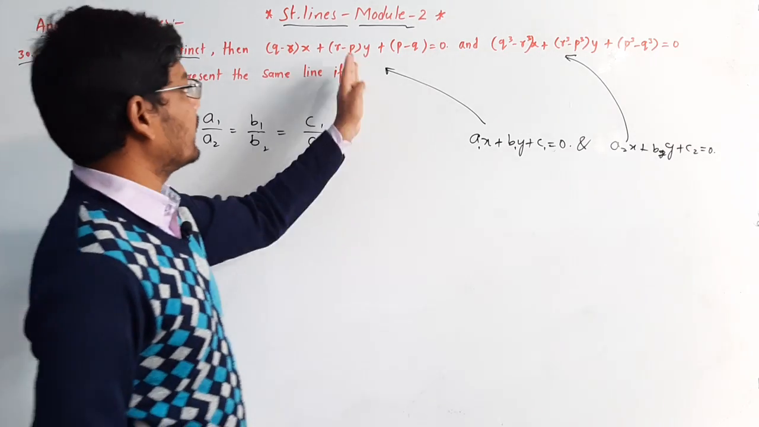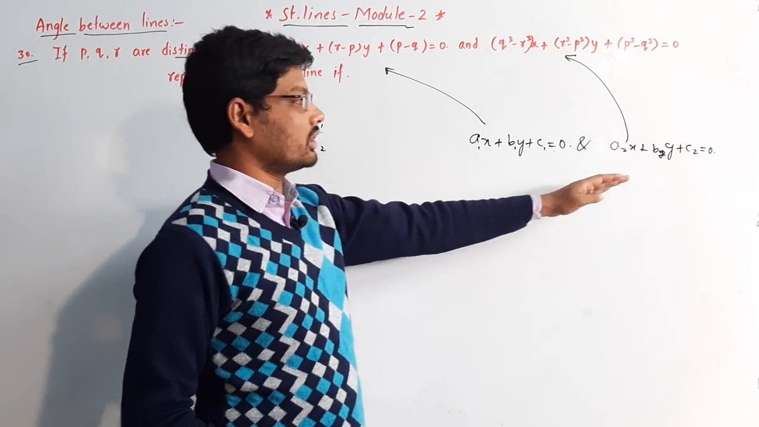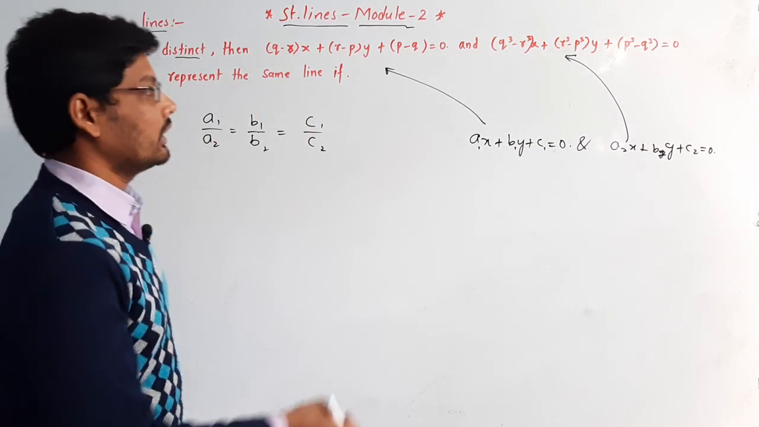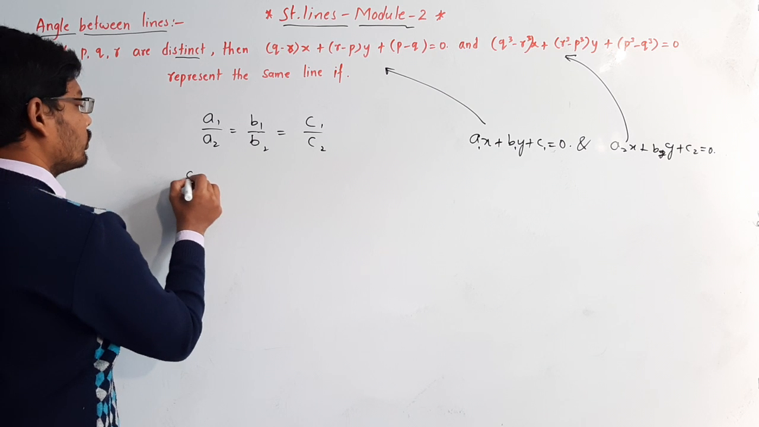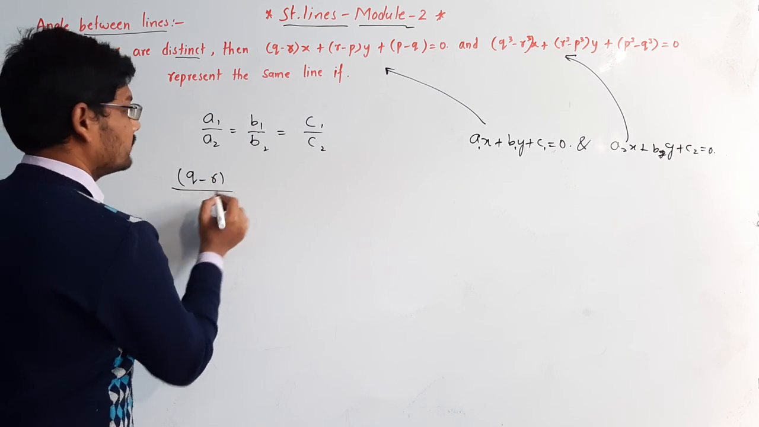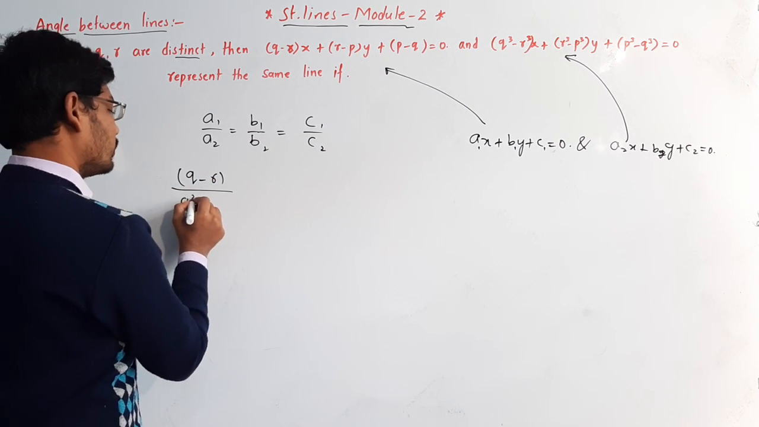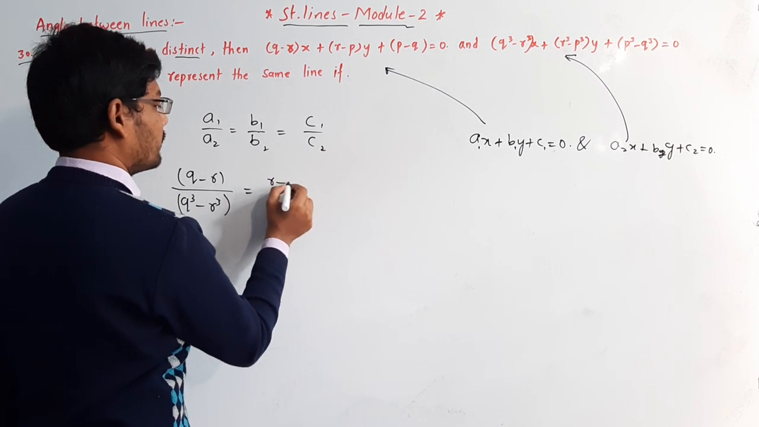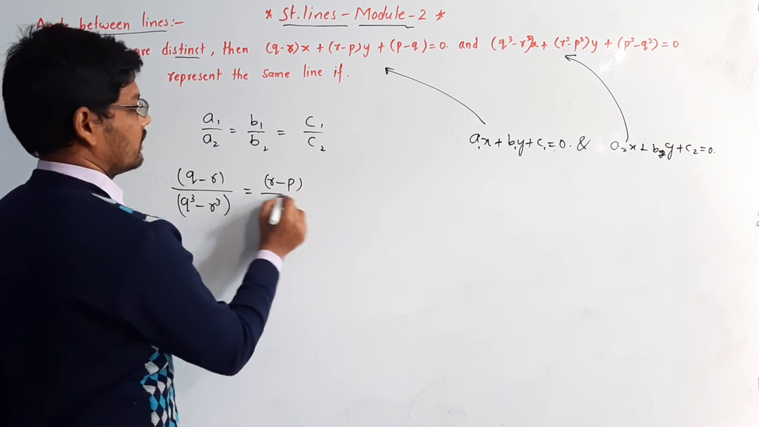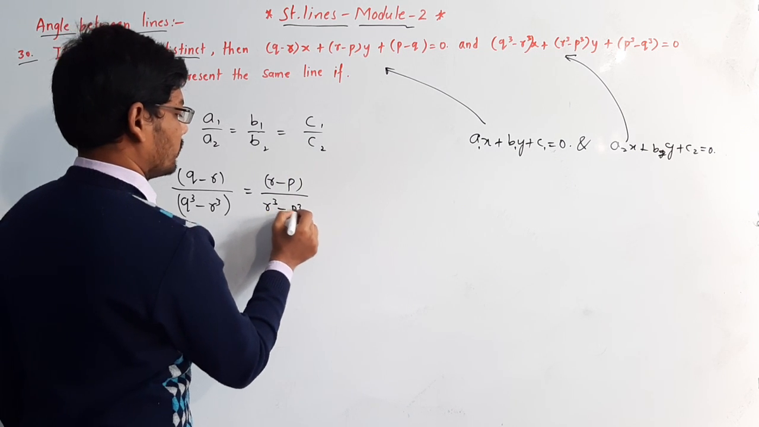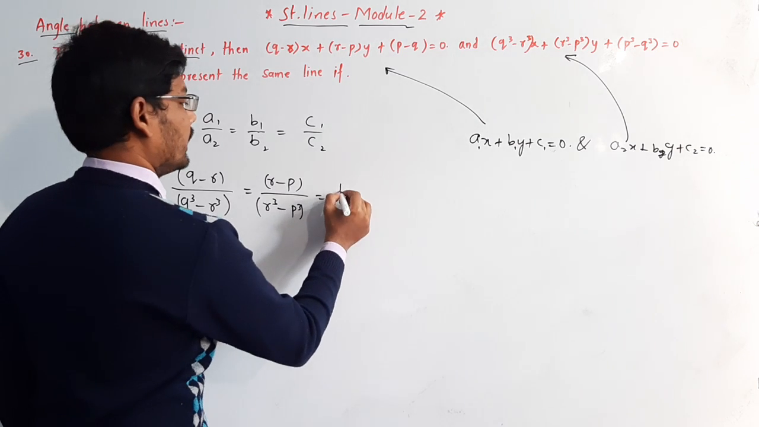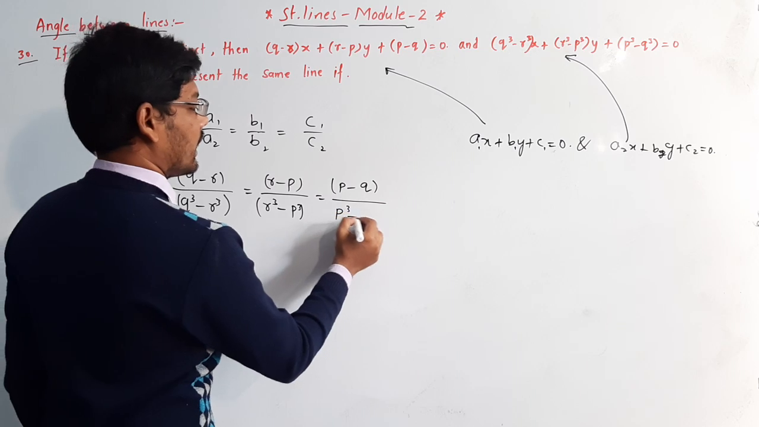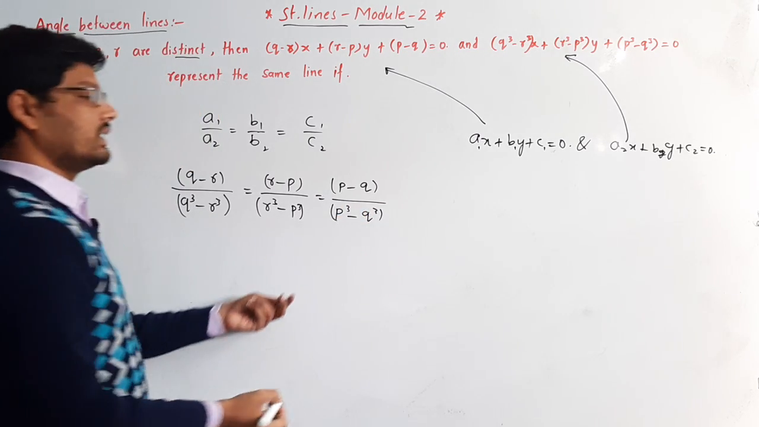So if you compare this equation with a1x plus b1y plus c1 is equal to 0 and a2x plus b2y plus c2 is equal to 0, then the first ratio will become q minus r divided by q cube minus r cube. Similarly you can compare the second term, r minus p divided by r cube minus p cube, and finally p minus q divided by p cube minus q cube. This is the condition here.